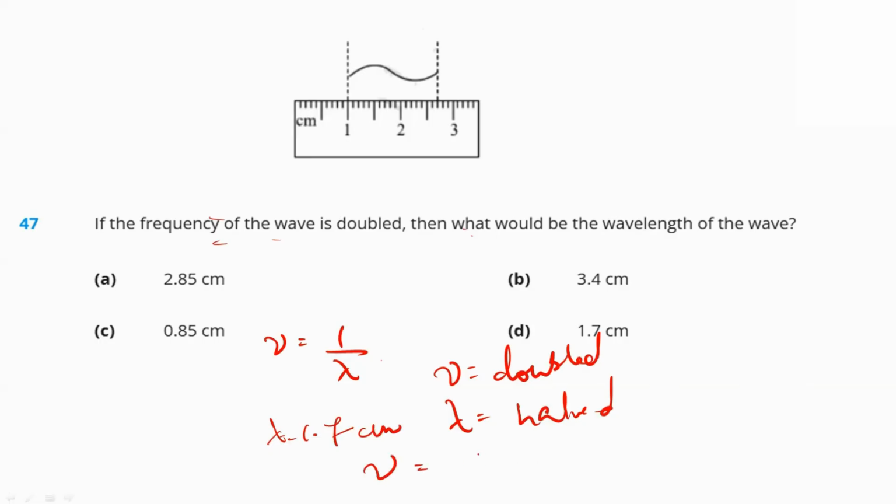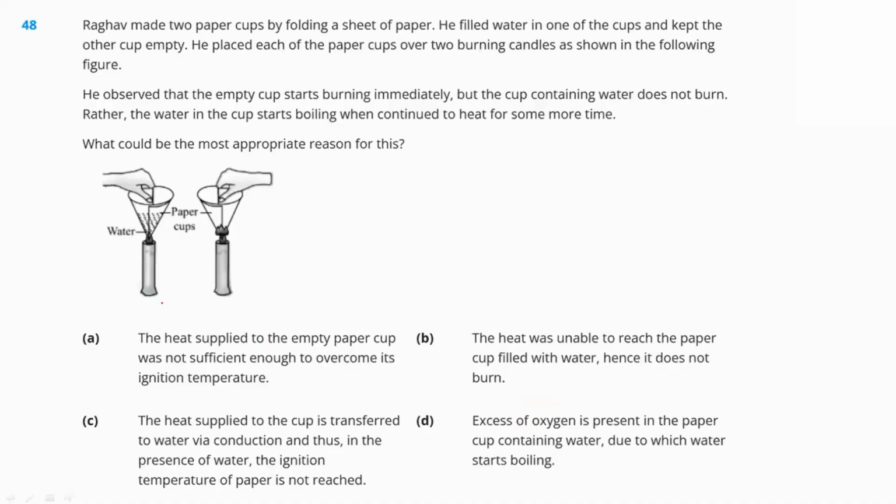The wavelength would be half of 1.7. Sorry, not 1 divided by 1.7. It should be half of 1.7. So it is doubled, so it should really be halved basically. So 0.85 centimeter. That's our answer, option C.